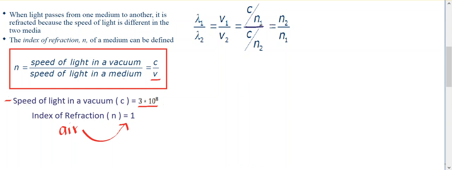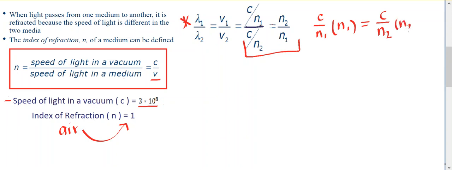Okay? So ratios between the wavelengths, the speed of the waves, and the index of refraction of the waves is up here. However, if we take these last two ratios and we cross multiply them, we would get that c over n1 times n1 is equal to c over n2 times n2. Obviously, the n's cancel out with each other. You're left with c equals c.